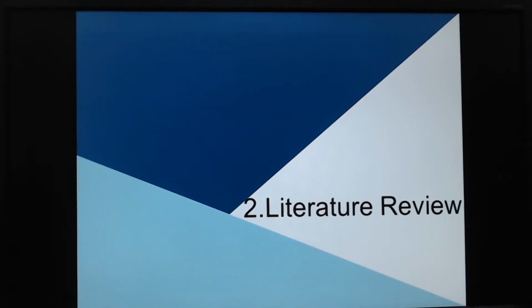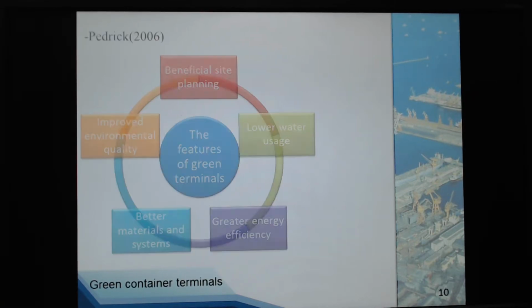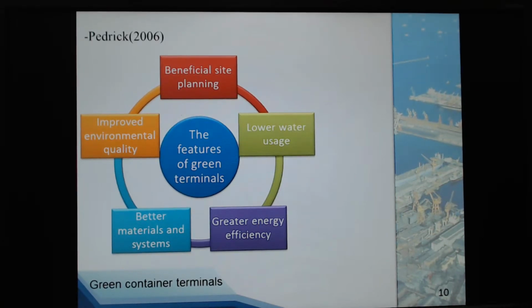Okay, here is the literature review. So what is a green container terminal? Normally they have five characteristics. The first is beneficial size planning, then low water usage, greater energy efficiency, better material system, and improved environmental quality.